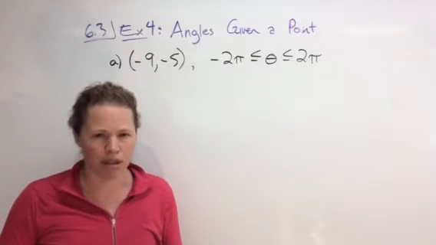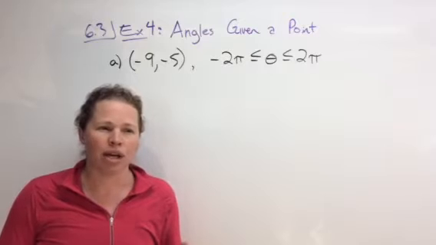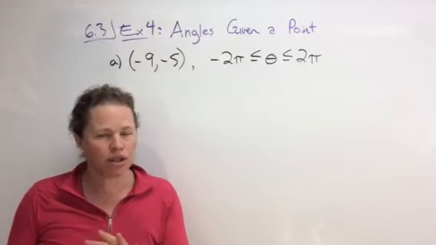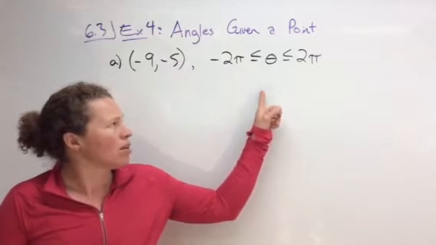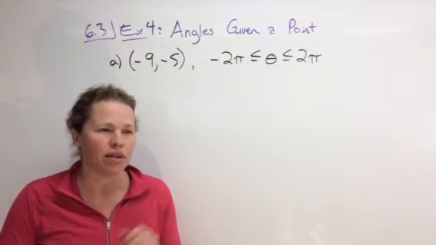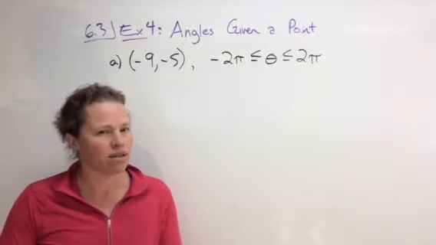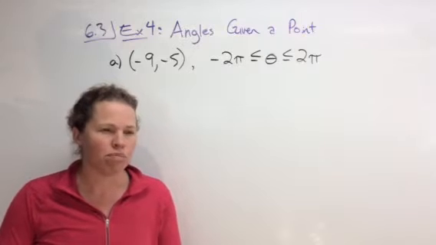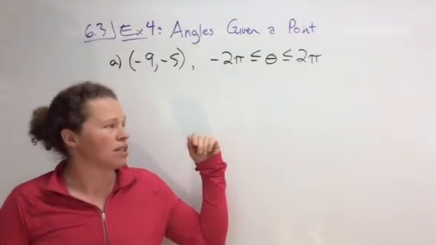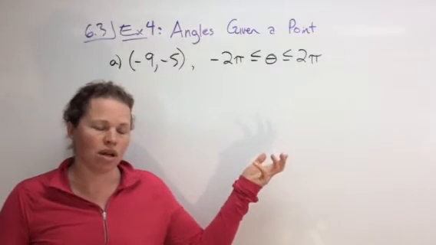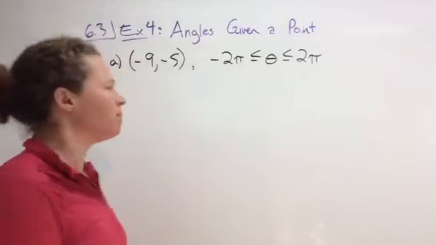This is something to be aware of in the future, because now we're going to be having situations where we've got degrees and we've got radians. You want to pay attention to what they tell you for your range of values, and that's going to tell you whether your calculator should be in radians or whether it should be in degrees. So just be aware of that. If it says 2 pi, we're talking radians. If it says degrees, then we're talking degrees. But it's up to you to pay attention to that, because your book might switch back and forth.